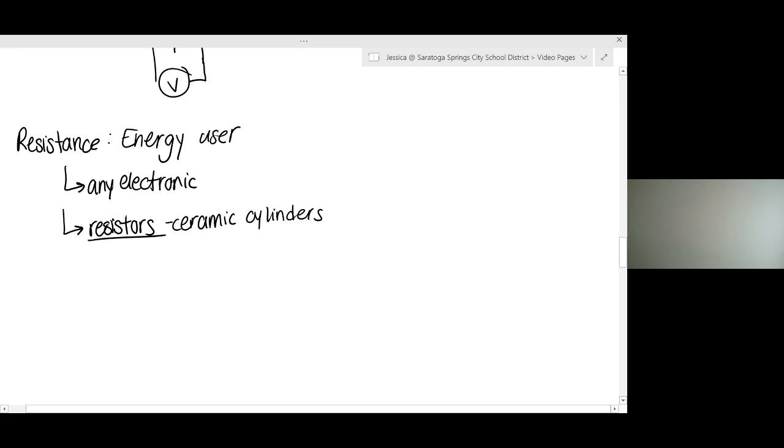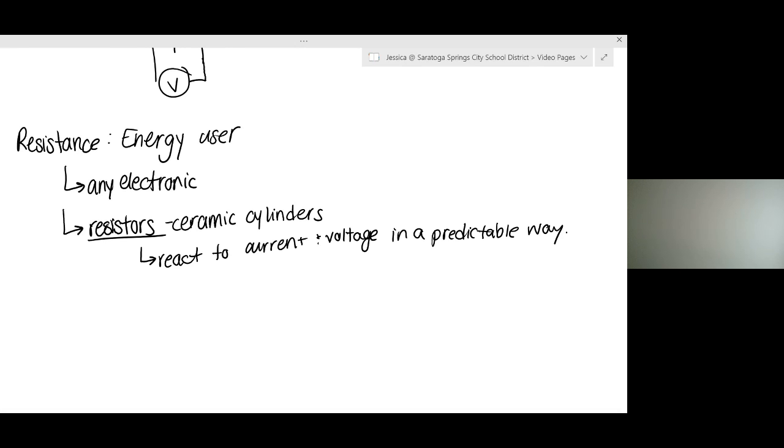we use them is because they react to current and voltage in a predictable way. Okay. Whereas, you know, your TV or other stuff like that, a little bit less predictable as far as how they work in a circuit. Okay. They're also a lot easier to follow.